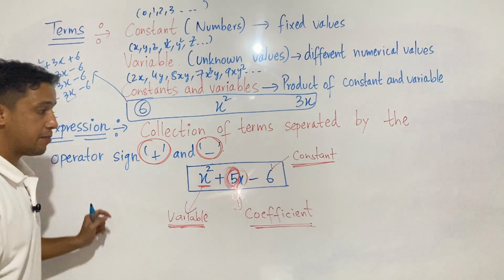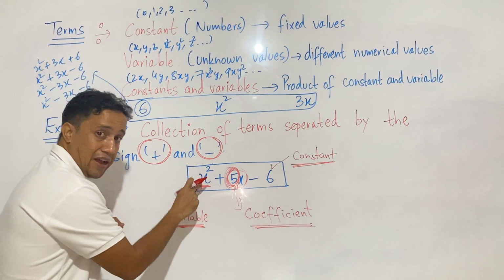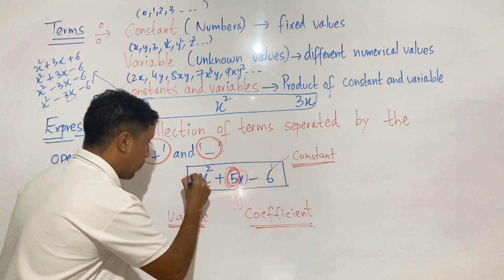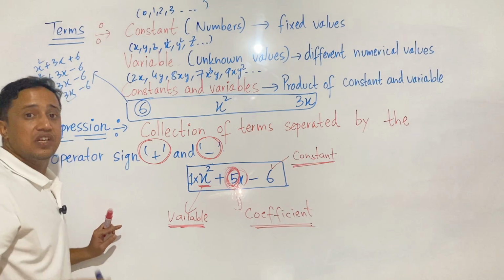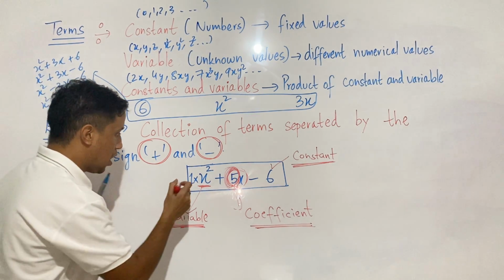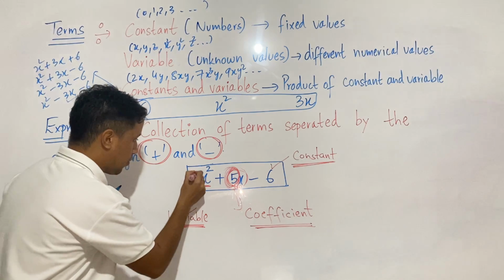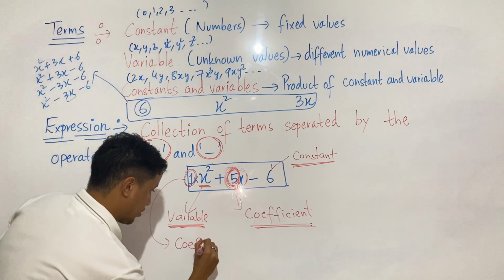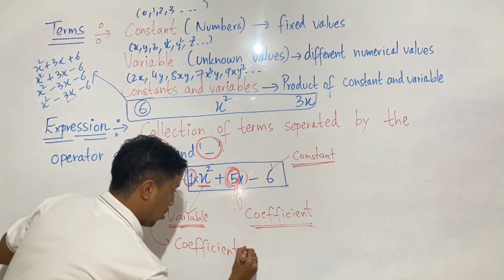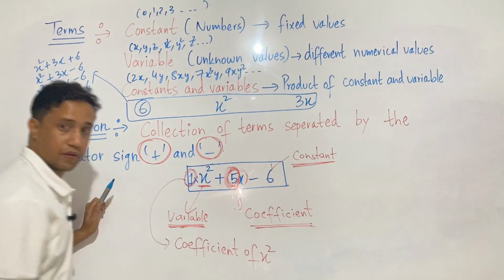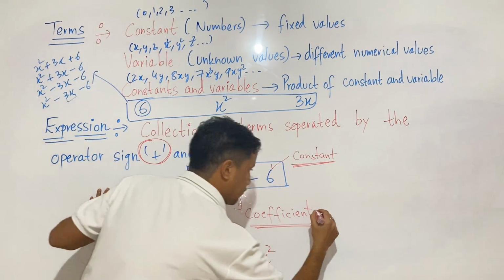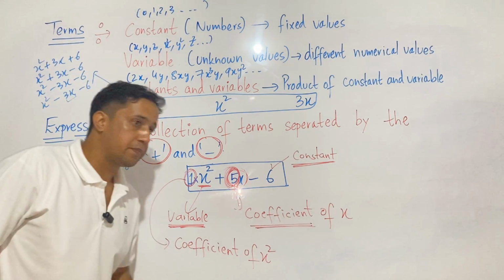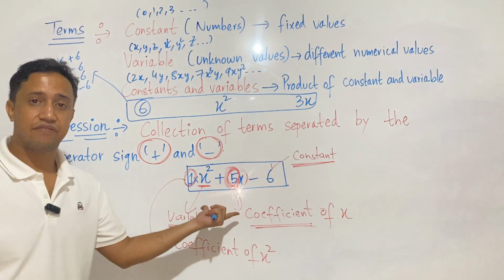Similarly here I have x squared, and this x squared can be written as 1 multiplied by x squared. So I can say this 1 is the coefficient of x squared. And this 5 is the coefficient of x. Here in this expression we have one variable.